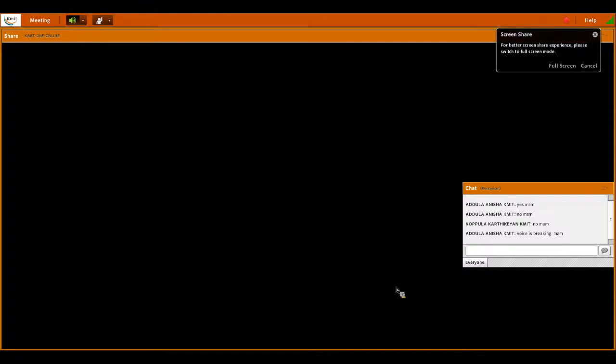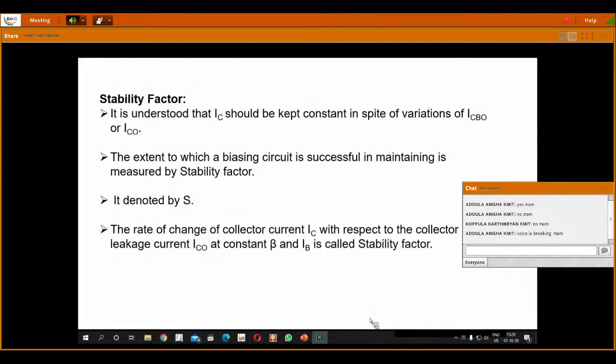Okay, I'll move to the next slide: the stability factor. How many stability factors do we have in a transistor? That is what we have to learn now.